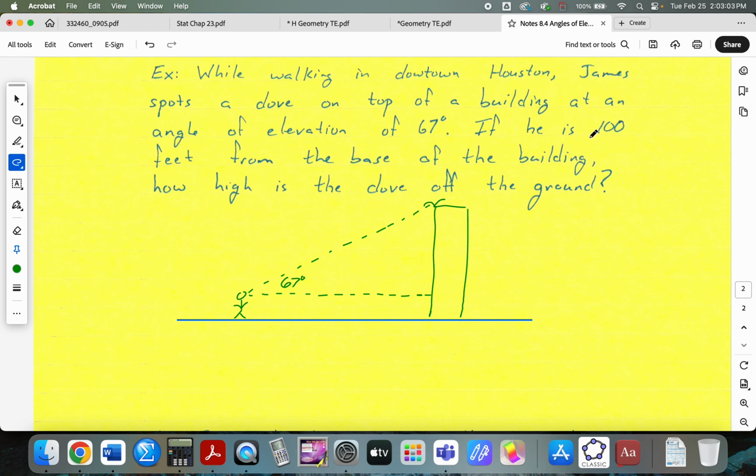It says he is 100 feet from the base of the building. This is the base of the building. Here he is. This is 100 feet.